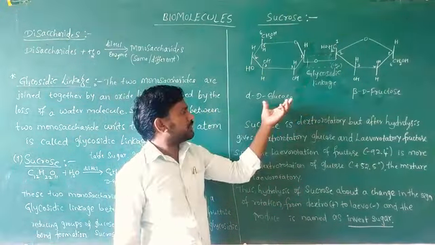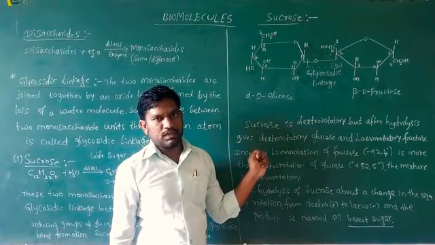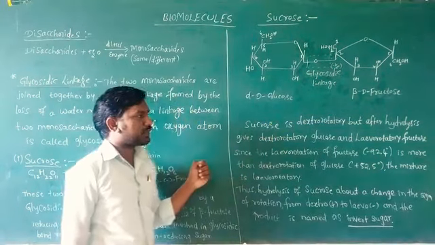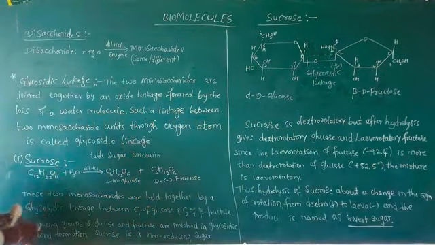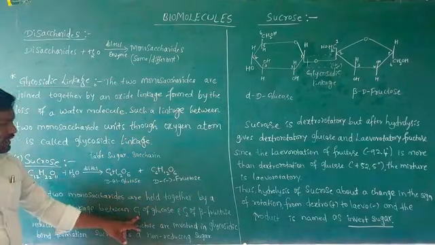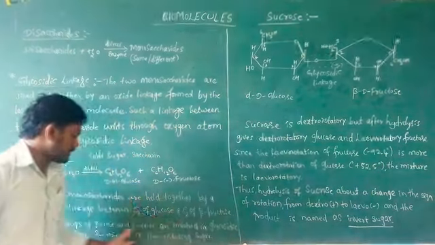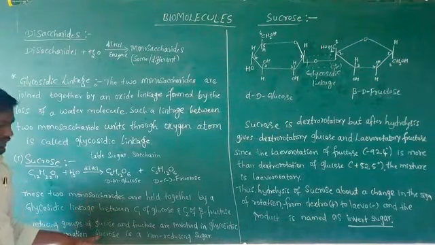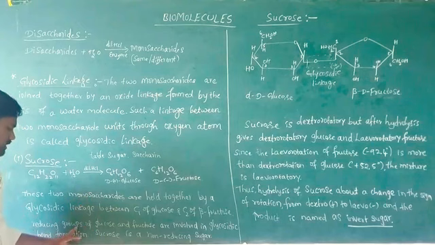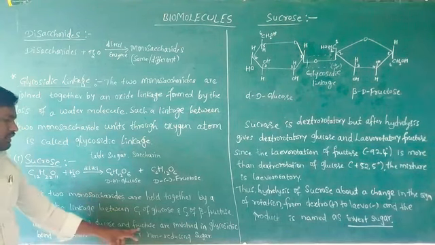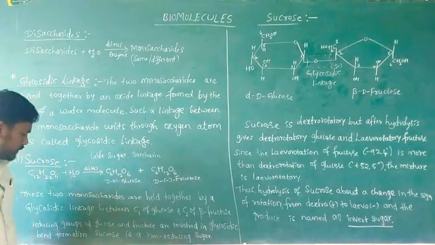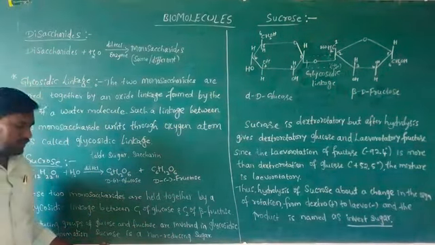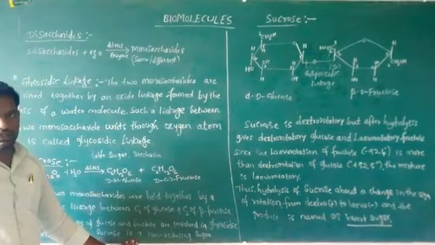Sucrose is formed from two different monosaccharide units, alpha-D-glucose and beta-D-fructose. The glycosidic linkage is between C1 of the glucose and C2 of the fructose. The reducing groups of glucose and fructose are both involved in glycosidic bond formation, so sucrose is a non-reducing sugar.